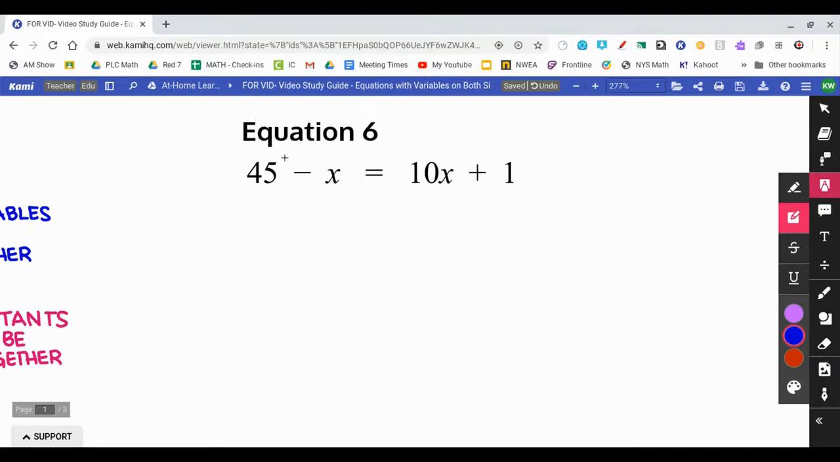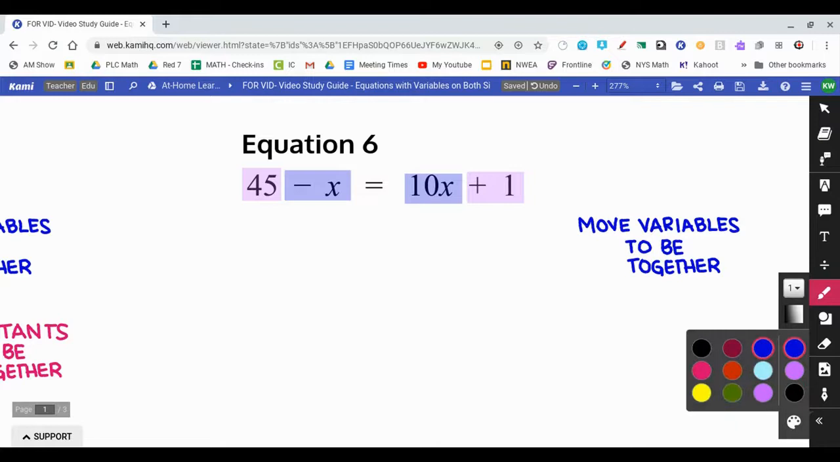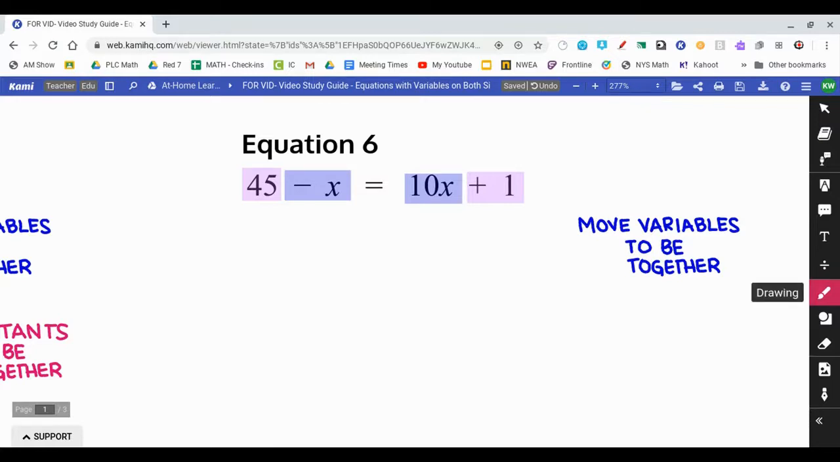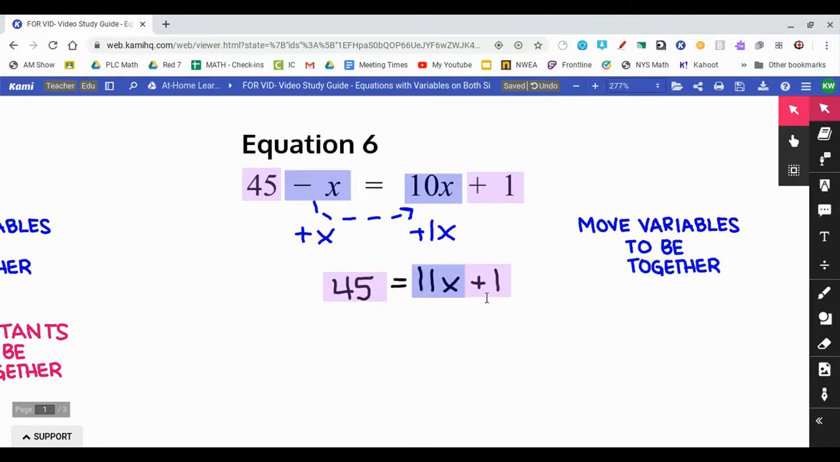Okay, last equation, this should be getting a little bit more comfortable. I'm going to highlight the terms with variables in blue. Notice how I include the sign as part of the term. I highlight my constants in pink, and I'm going to look at my variables first. I have to move my variables so that they're on the same side of the equal sign. So I'm going to take that -x and move it to the right to be with the 10x. That means I have to add x to both sides, or add 1x to both sides. And my new equation is 45 equals 11x plus 1.